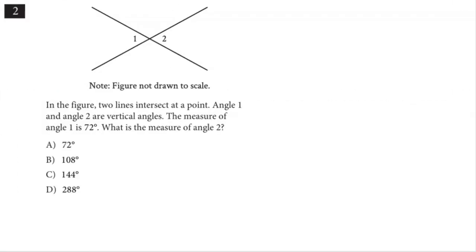Question 2. The figure you see is not drawn to scale. In the figure, two lines intersect at a point. Angle 1 and angle 2 are vertical angles, so they're opposite to each other. The measure of angle 1 is 72. What is the measure of angle 2? So we know that these two angles are the same, so A is the correct answer.